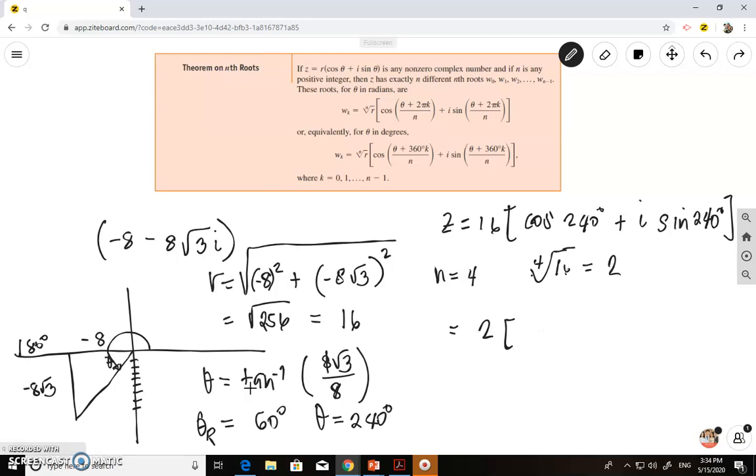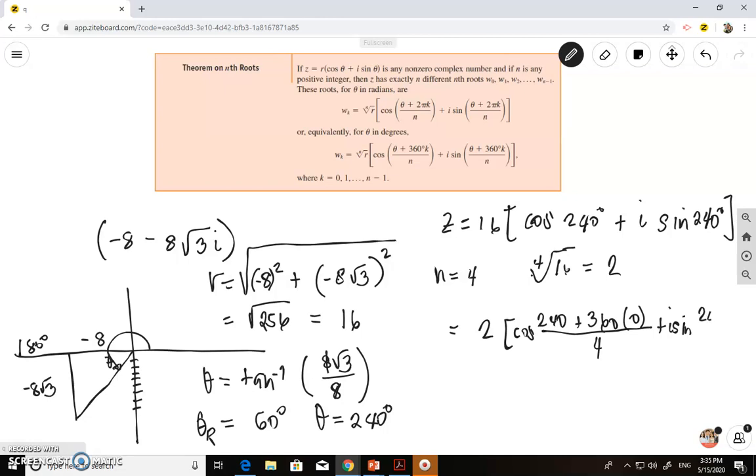So we will have 240 plus 360, starting with k = 0, all over our n equals 4, plus i sine, times the same angle over here.